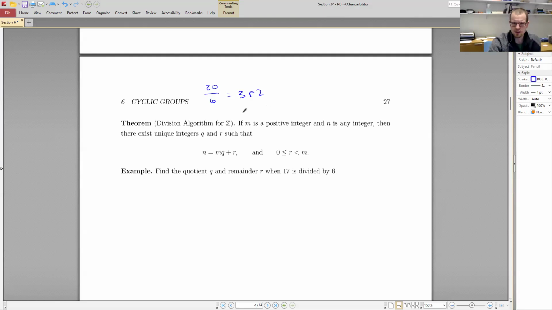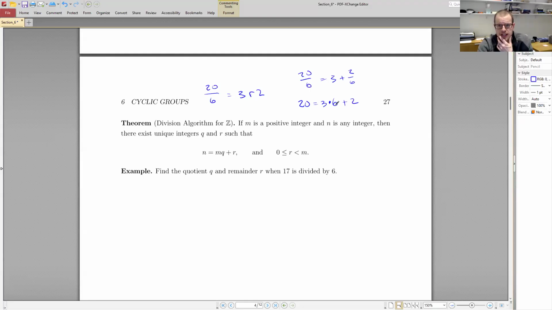So this looks kind of weird, but it's along the right ideas. What we want to recognize is that maybe a better way to write this would be 20 divided by 6 is equal to 3 plus 2 divided by 6. And if we were to take that and multiply both sides by 6, we would get that 20 is equal to 6 times 3 plus 2.